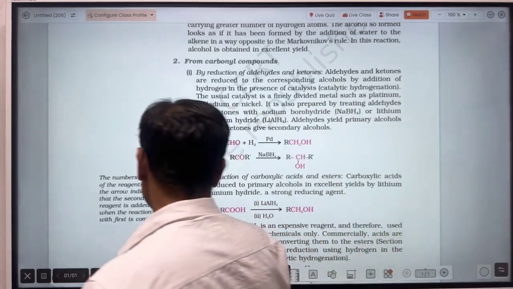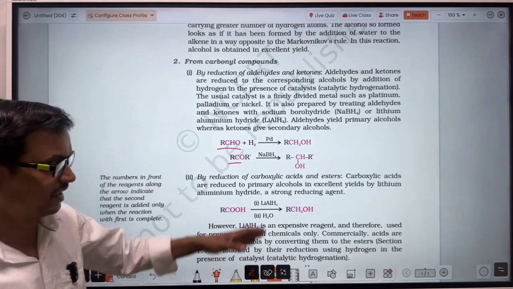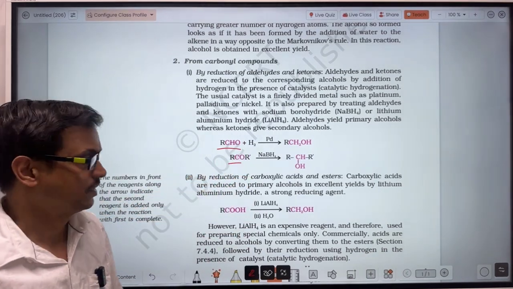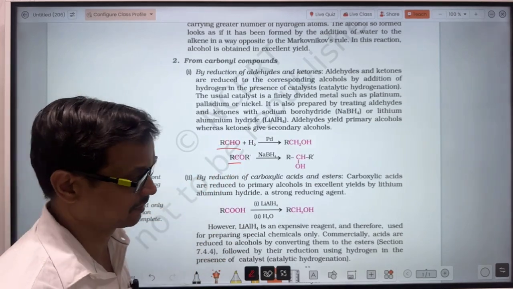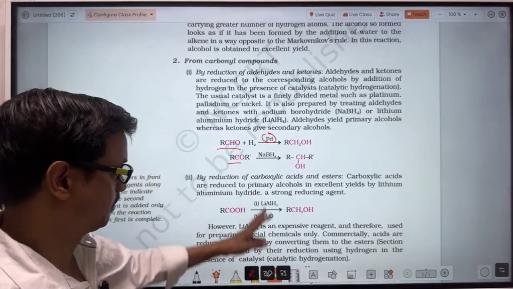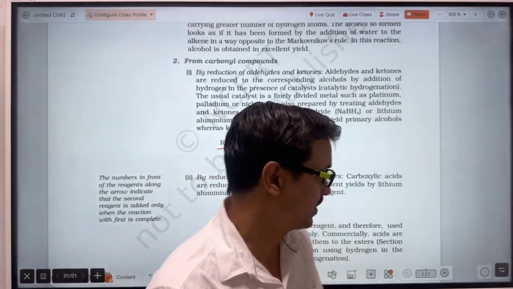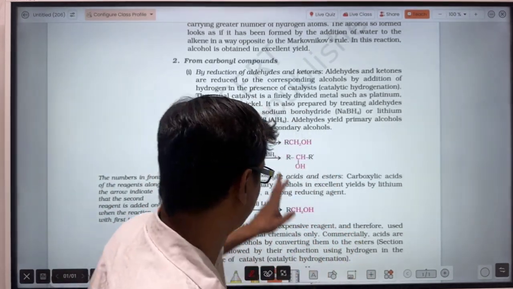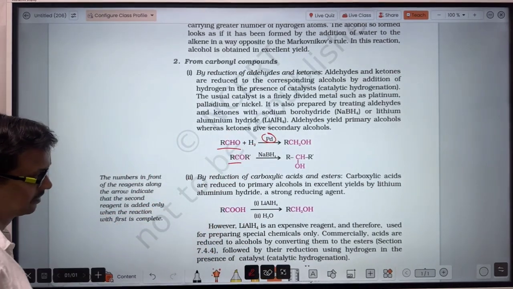Aldehyde is more reactive than ketone. So that's why direct hydrogenation of aldehyde can take place. In the presence of palladium or noble metals, which we call d-block elements, the palladium provides surface area to the hydrogen only.